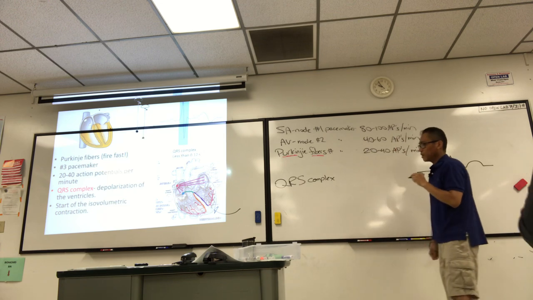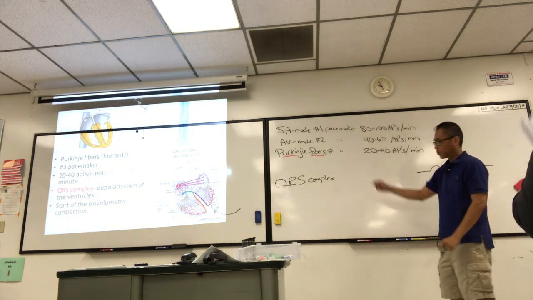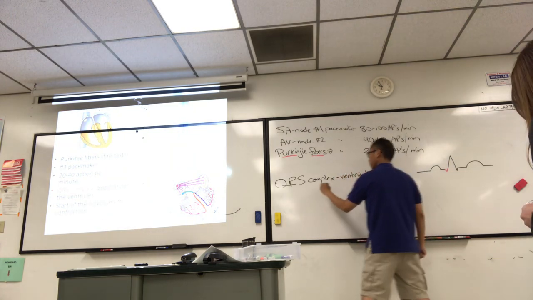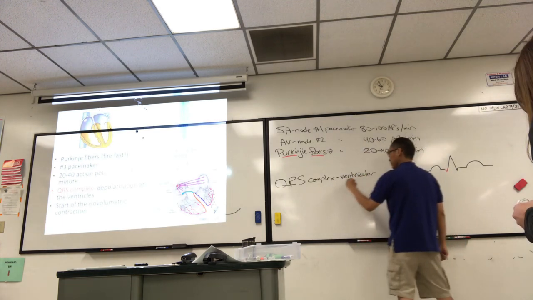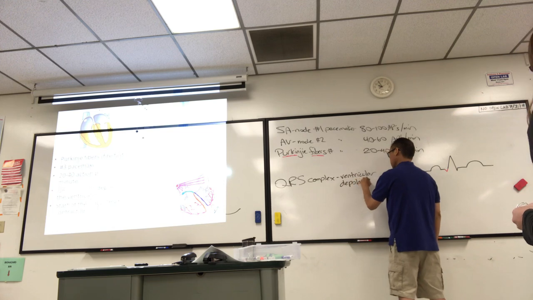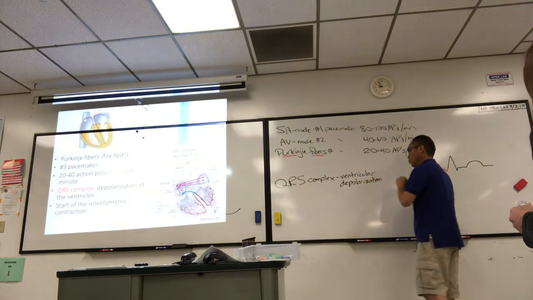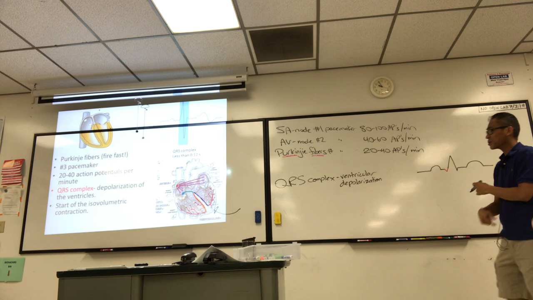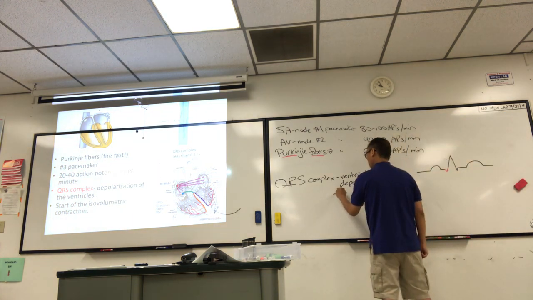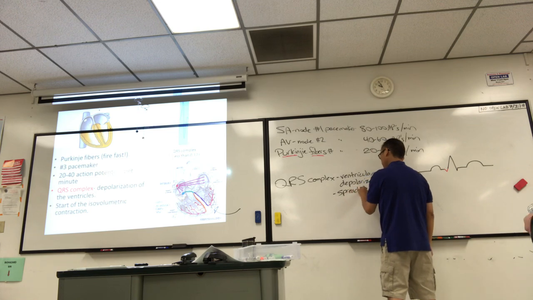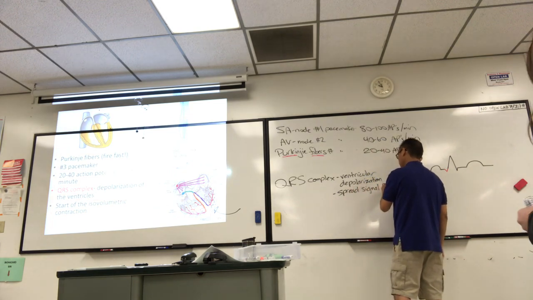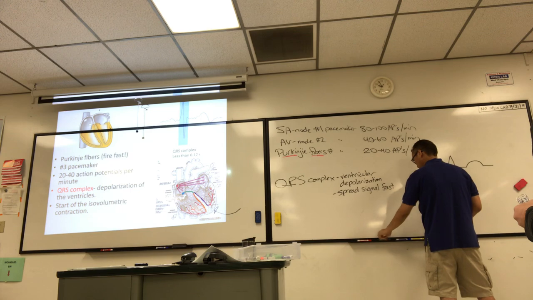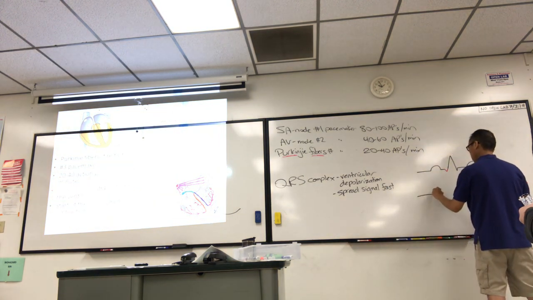QRS complex represents ventricular depolarization when the signal is spread to the Purkinje fibers. They fire really fast, the Purkinje fibers. They make the ventricles contract hard. So basically, they spread the signal fast, and you can tell that by the waveform. QRS is a sharp spike, it's not a lazy hill like the P wave or the T wave.